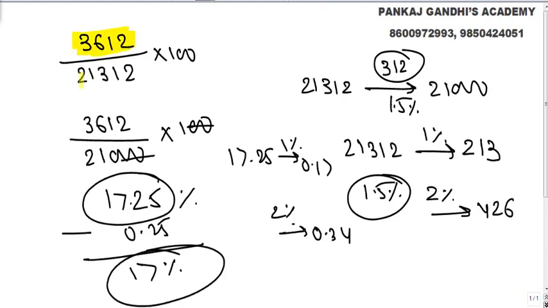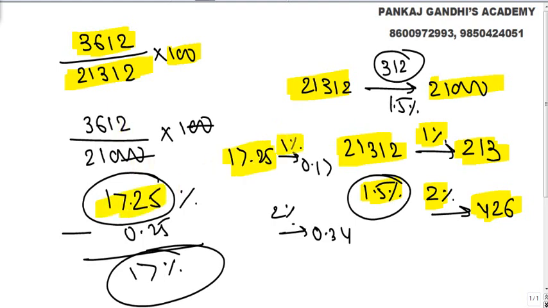Question was 3612 upon 21312. What did we do? We made the denominator a round figure, this to this. We have reduced the denominator by nearly 200 something. If 1% of the number is 200, 2% of this number is 400. So it's very close to 1.5%. So whatever answer we got, we need to reduce it by nearly that percent. 1% of the answer, 2% of the answer, double of that obviously, in between that, so answer will get 7.